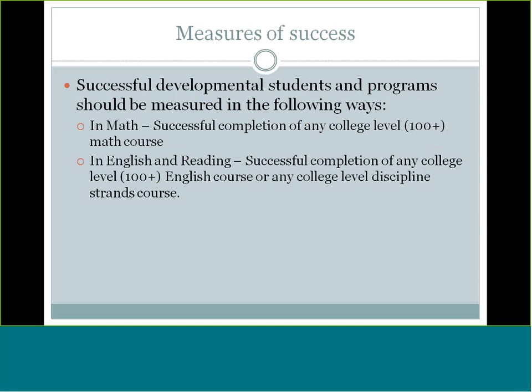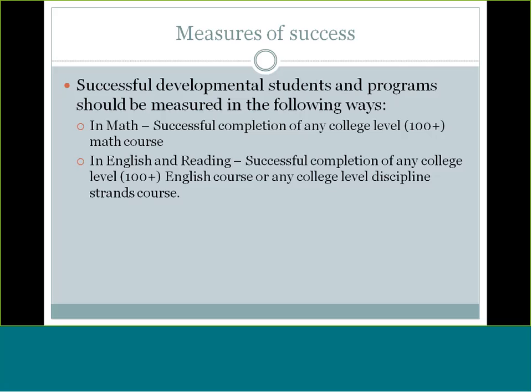And then we went out and said, here's what success is. So successful developmental students should be measured in math through successful completion of any college-level math course. And for us, our naming conventions are that college level are 100 or higher, and that developmental are courses that are under 100. So 1 through 99 would all be developmental courses.